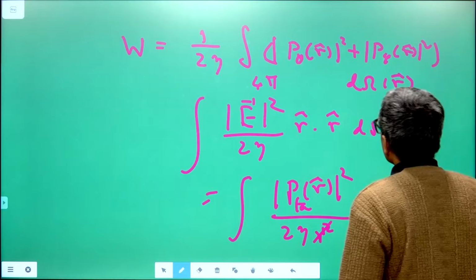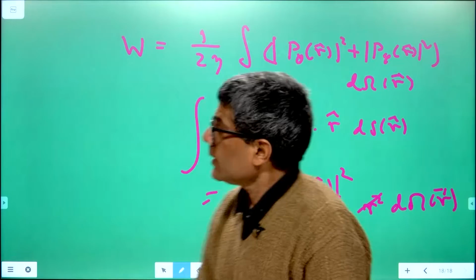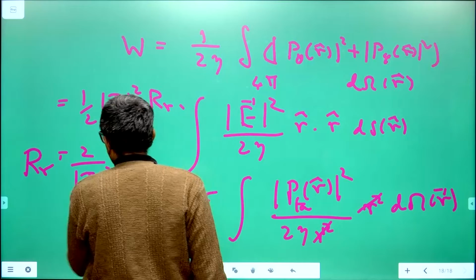So, it will be some quantity proportional to the current square in the case of a finite antenna which has been supplied by a current I. So, this will give you the radiation resistance immediately if you equate this to half mod I square into radiation resistance. So, you get the radiation resistance as simply 2 by mod I square times W, where W is the power radiated by the antenna.